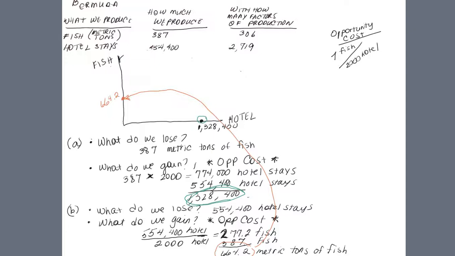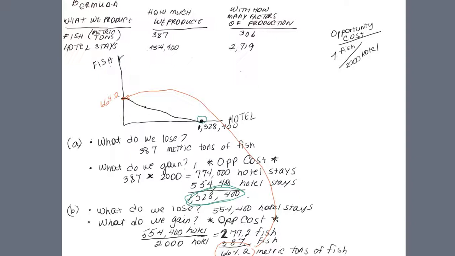The last thing it says is to label Bermuda's actual production point for the year 2009. Well, the production point for hotel stays is 554,400. So we'll say if this is 1.3 million, maybe 554,400 is somewhere about here. And remember, this was efficient in production, so I know it has to be on this line, because this is the line that represents efficiency in production. All of these combinations of fish and hotel stays are efficient. And so this is where my line is. And we can imagine this would be about 387 metric tons of fish caught.